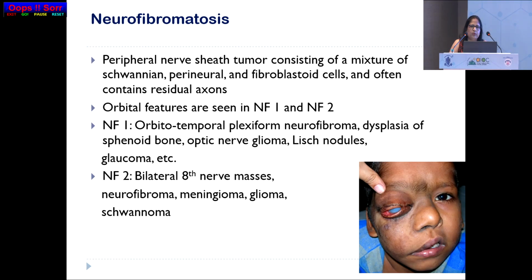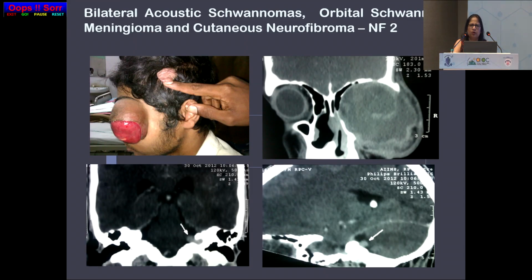Neurofibromatosis is another area we all know, types 1 and 2. Type 1 usually presents with an orbitotemporal lesion, and this was an interesting case with almost all features of neurofibromatosis 2. As you can see, a huge orbital schwannoma, which was a cystic schwannoma. Along with that you can see cutaneous neurofibroma. In the lower picture, on your left side, is the acoustic schwannoma and the meningioma.